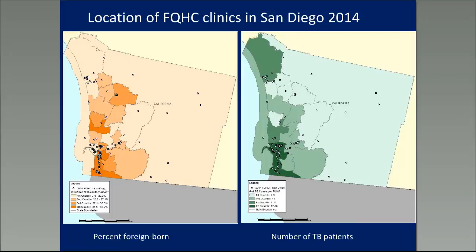The panel on the right shows a map of the actual TB cases that were reported. The darker green represents a higher number of TB cases reported in those geographic locations, and lighter shading is fewer TB cases. These two maps are somewhat overlapping in terms of proportion foreign-born and number of TB cases reported, but not completely. We want to continue to explore what those differences are, whether they are meaningful, and whether they can help us make priority decisions about the kinds of providers we might want to work with for increased TB prevention activities in San Diego.